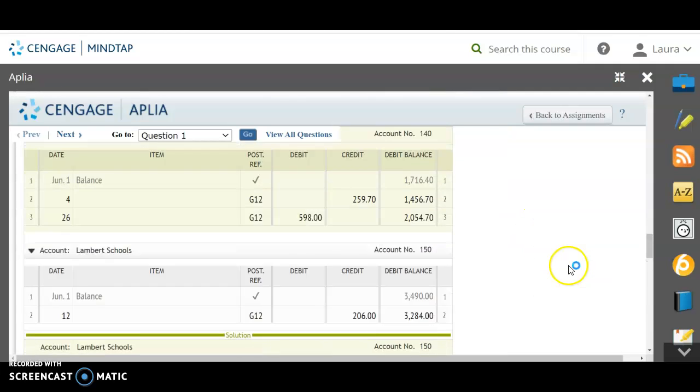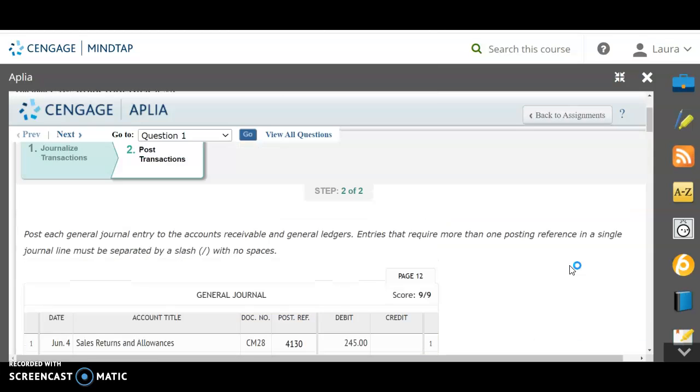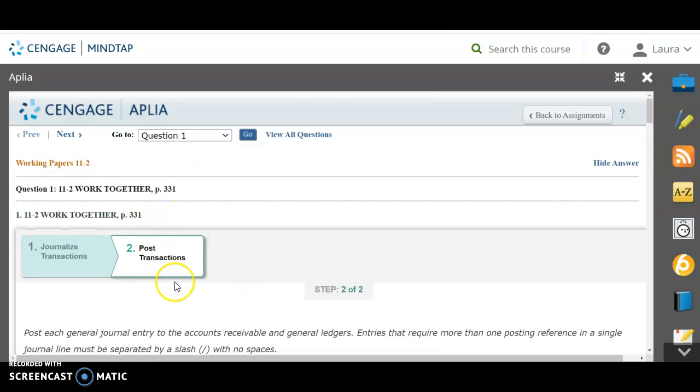So this concludes our 11-2 work together. Make sure you finish this one, check your answers, and then go on to the on your own problem.